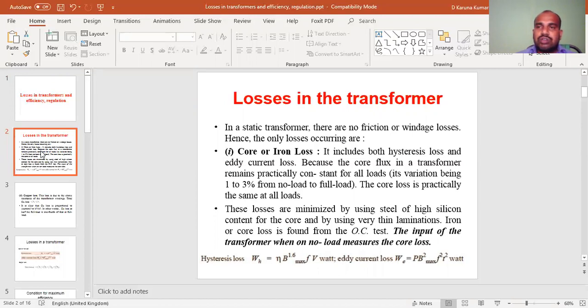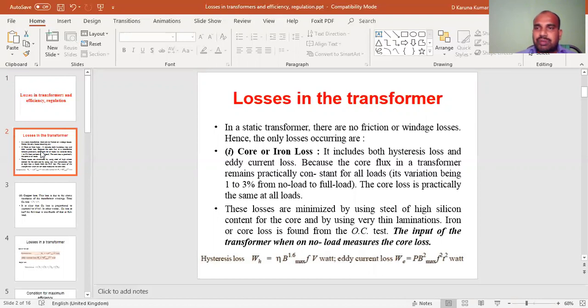How to reduce these losses: the losses are minimized by using steel of high silicon content for the core, and by using very thin laminations. The iron and core losses are found by the OC test, where the input of the transformer at no load measures the core losses.